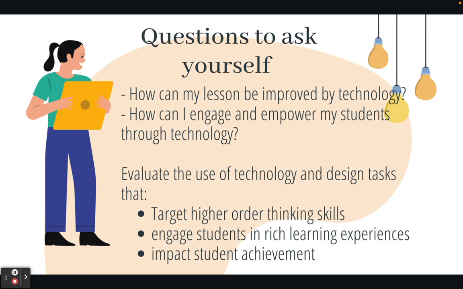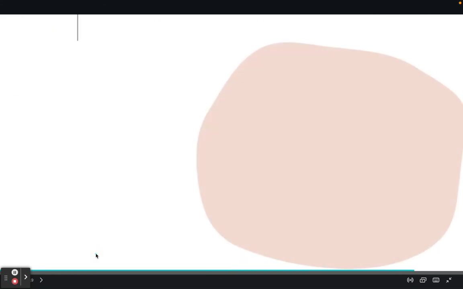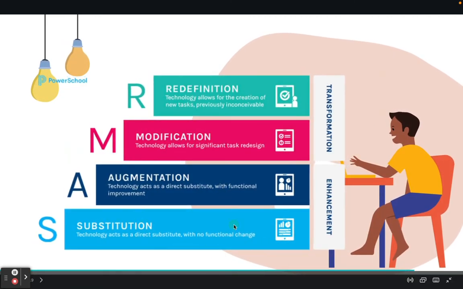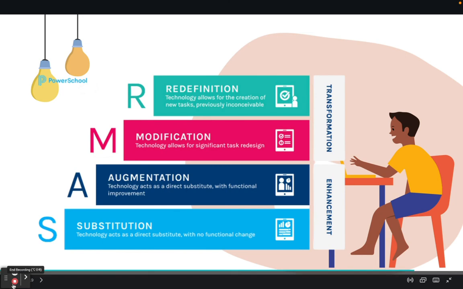So thinking all about those things and how we can move up the SAMR level. The SAMR model, let's go back a few slides so you can see it one more time. So we either are enhancing our lesson or we are transforming. How can we push to modification and redefinition to transform our lessons using technology?